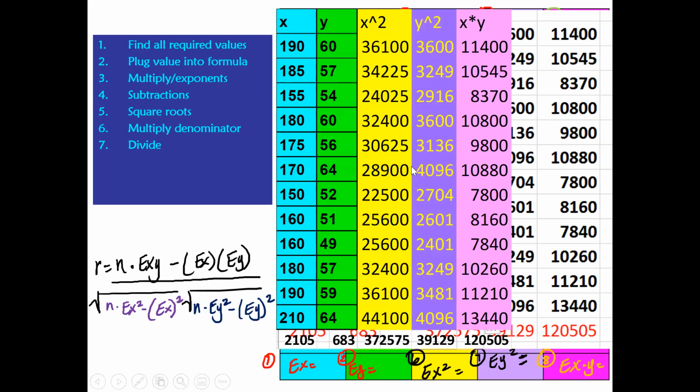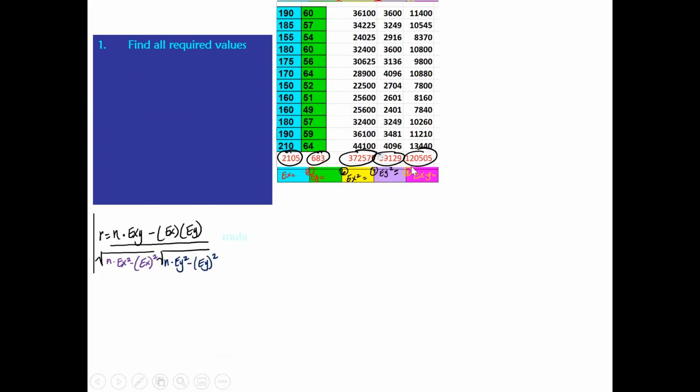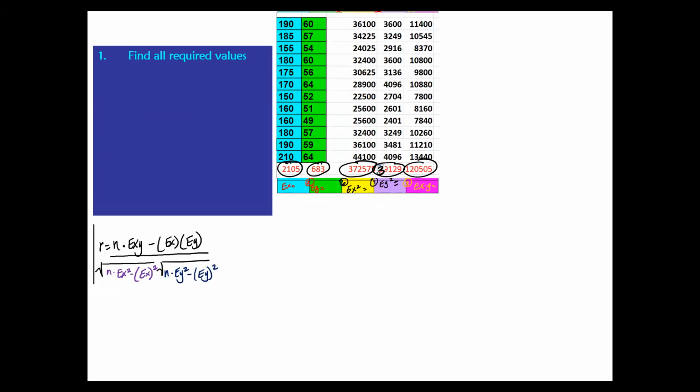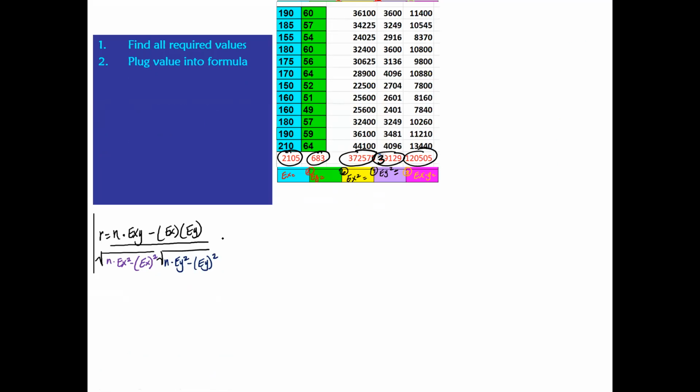Okay, now that I have this, and this is a 3, by the way, it's a 3 and 9, 1, 2, 9. We need to find all the required values, which we did. Once you find all the required values, plug them into the formula. In your formula, n we established is 12, times ΣXY. So ΣXY is that number right there, which is 120505, minus ΣX times ΣY. So that's ΣX times ΣY.